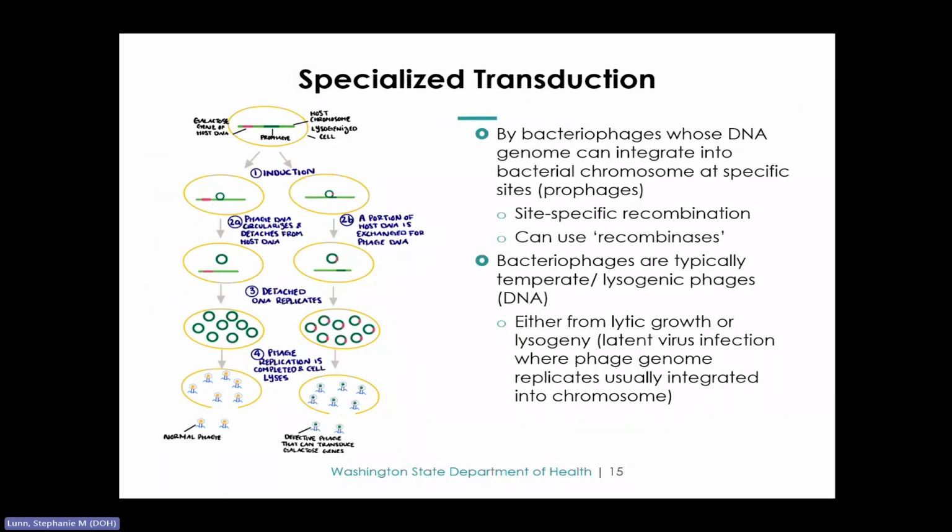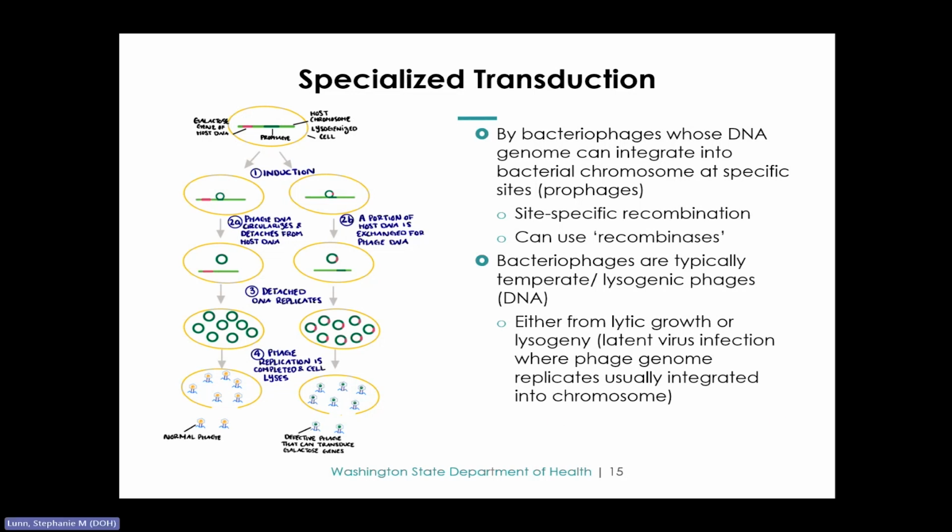In contrast to generalized transduction, where the recipient cell is infected with the phage carrying donor DNA, in specialized transduction, DNA from a specific region of the host chromosome is integrated directly into the virus genome, replacing some of the virus genes. This is caused by bacterial phages whose DNA can integrate into the bacterial chromosome at specific sites using recombinases. Whereas lytic phages are involved in generalized transduction, bacterial phages involved in specialized transduction are typically temperate or lysogenic phages. And lysogenic phages come from latent virus infections where the phage genome replicates, usually integrated into the chromosome.